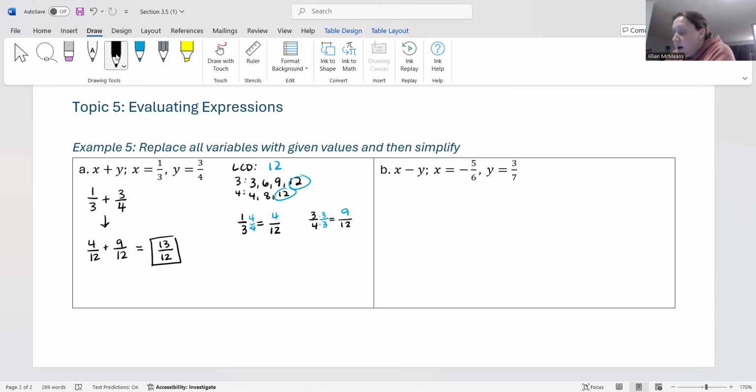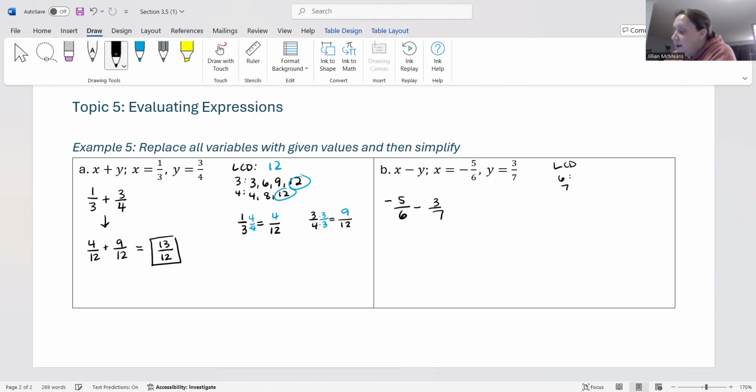Part B, we have x minus y, and we're going to evaluate when x is negative 5/6 and y is 3/7. So let's go ahead and rewrite the problem. So we know x is negative 5/6, and we're going to subtract y, which is 3/7. We need an LCD, so let's go ahead and start listing out multiples.